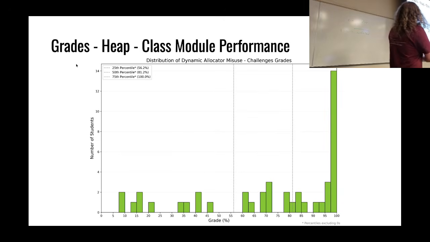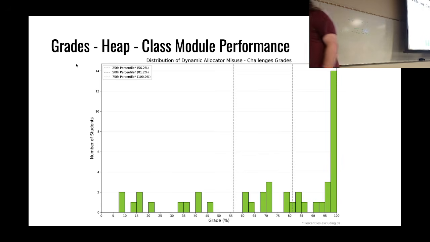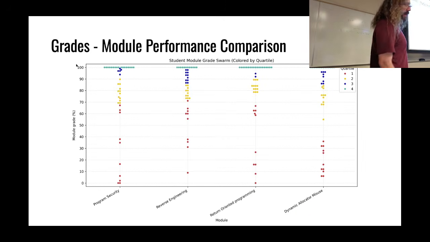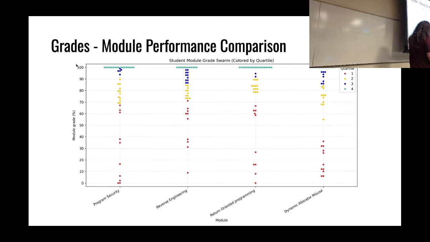So we finished heap. How did we do on heap as a module? Here's our distribution. This is pretty similar to what we've seen in other modules, right? Module comparison. This is kind of what we would expect across the course.